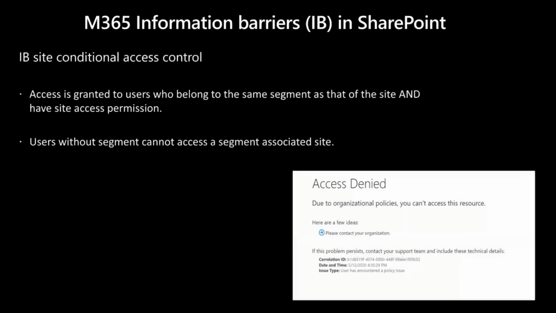Now, once the site is segment associated, the site is protected by IB policy. So access for the site is only allowed to users whose segment is the same as that of the site and who also have site access permission. So in short, the user needs to meet both the conditions. One, the basic site access permission, as well as should have the same segment as that of the site. If either of these conditions is not met, the user will not be able to access the segment associated site. This is a typical access denied error page that the user will see if he is either not belonging to the same segment as that of the site which he is trying to access, or he does not have the site access permission.